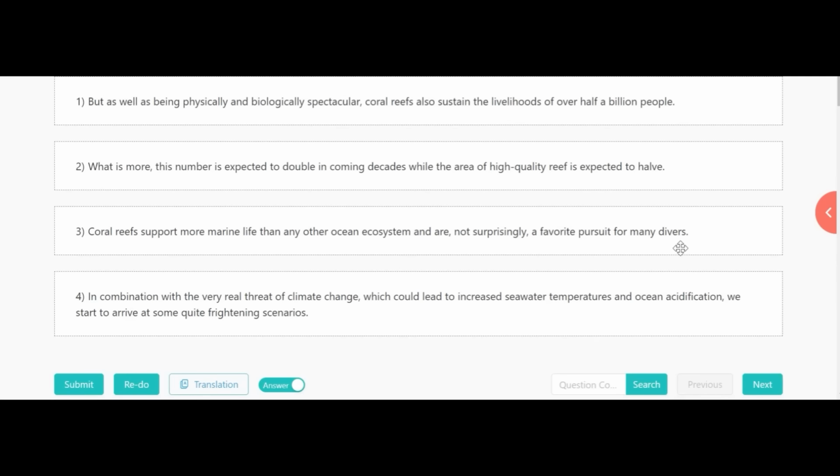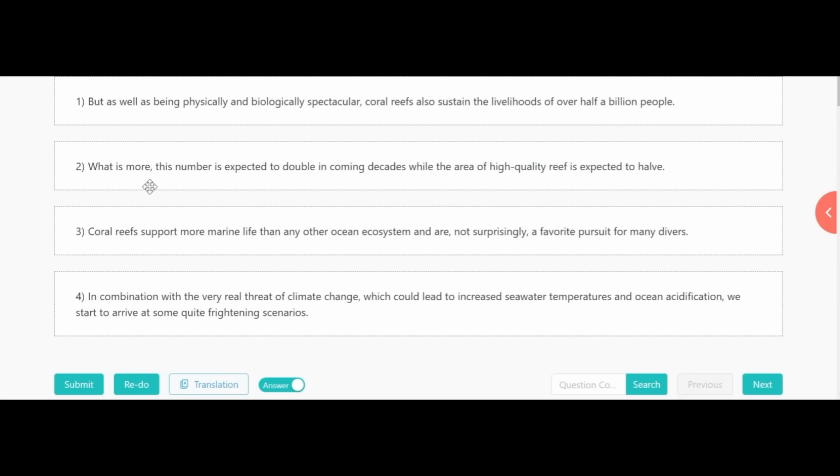So we can see that 3 is not even related to 1 in any way, but we can see very clearly that 2 is giving more information about 1, or 2 is a continuation of 1, because it says here, coral reefs also sustain the livelihoods of over 500 million people. And 2 says, what is more? This number, which number? This over 500 million people. So from the ongoing, we can say that 1 and 2 are pairs.